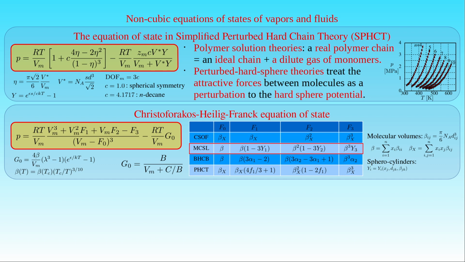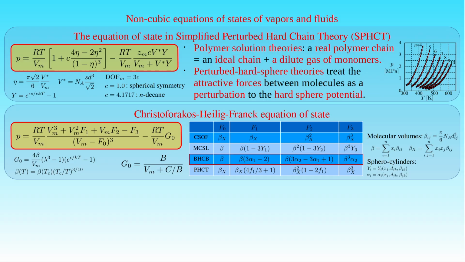The third line of the table displays the coefficients for the Boublik hard convex bodies equation of state, which also allows the deviation of the molecular geometry from sphericity, as already seen. The coefficients contain the spherocylinder parameters alpha-1 and alpha-2 characterizing these deviations in the mixture, depending on the mole fraction xi, the diameter di, and the volume parameter beta sub ij.